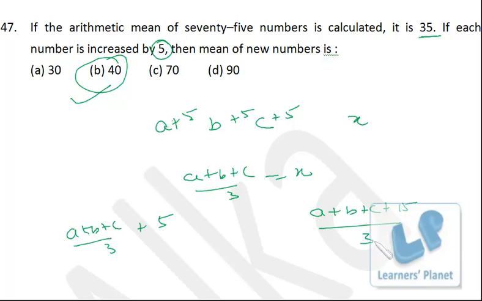Right, A plus B plus C by 3 plus 15 by 3. So in this expression, A plus B plus C by 3 is x. So the new mean is x plus 5. Right. So that's pretty simple. The basic property of arithmetic means.